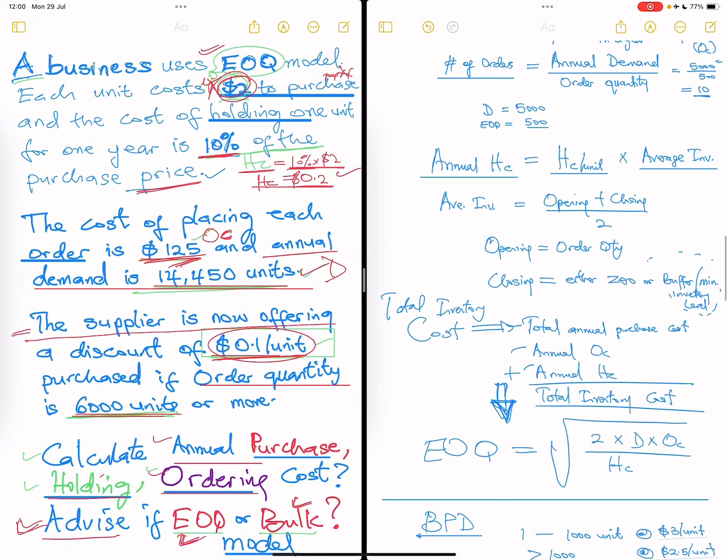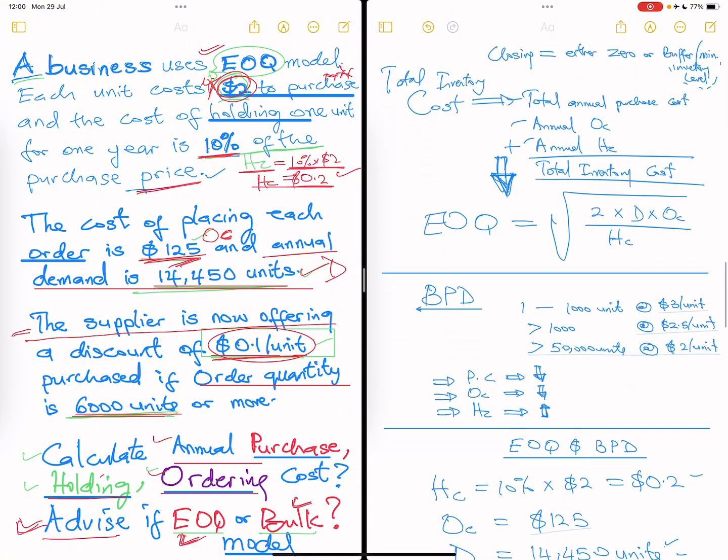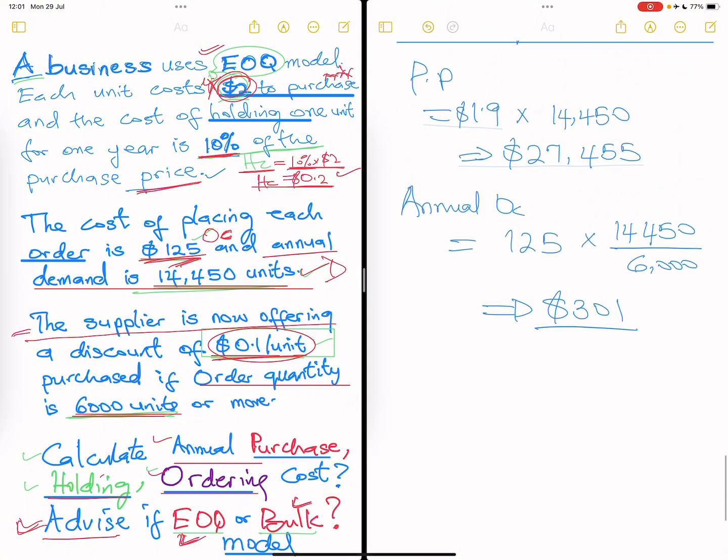Yeah, you can see we said under bulk purchase discount, the purchase price will come down, the ordering cost will come down, but we expect HC to go up. So let's check whether our annual holding cost will go up compared to EOQ. The formula is HC per unit, which is 0.2, multiplied by average inventory. And this time around, the average inventory is opening plus closing divided by 2. Like I said, closing is 0 because there's no buffer inventory, there's no minimum inventory. So closing will always be 0, and the opening will always be the order quantity, which is just 6,000 under purchase discount, divided by 2. And that will give us 600.